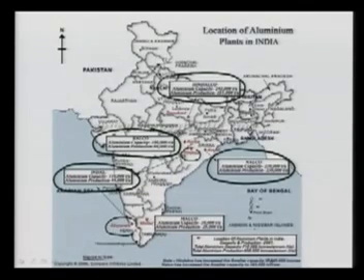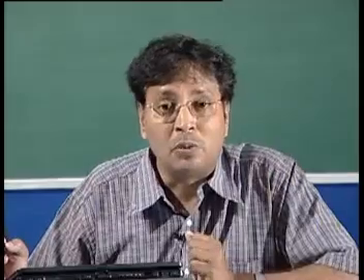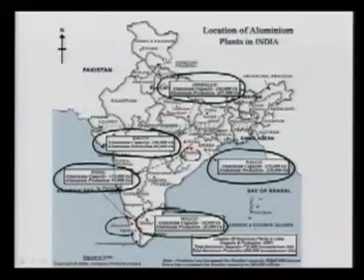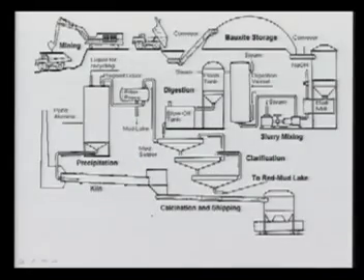And there is also a small plant, the Madras Aluminium Company, right in Tamil Nadu. But India by and large is self-sufficient in aluminium production. In fact, part of the alumina we also export to different countries. But let's now go to the process flow sheet of how the alumina is made.